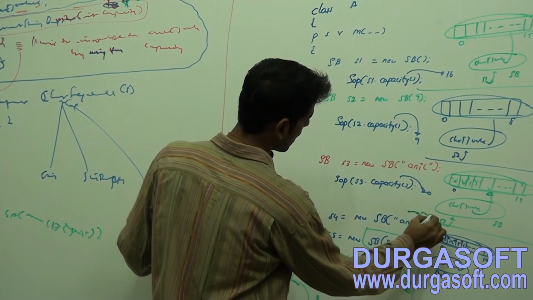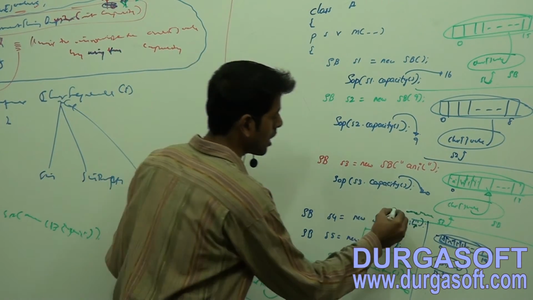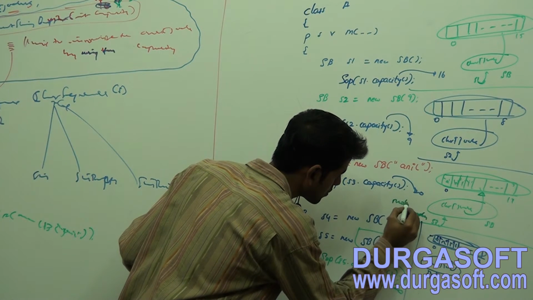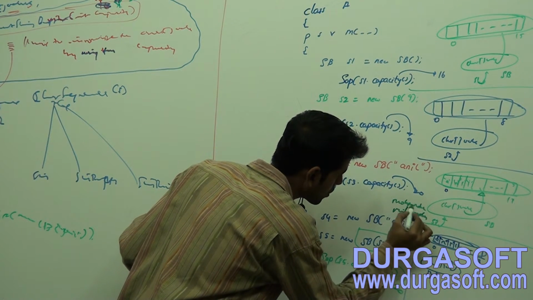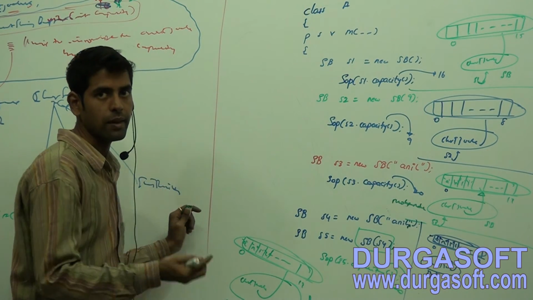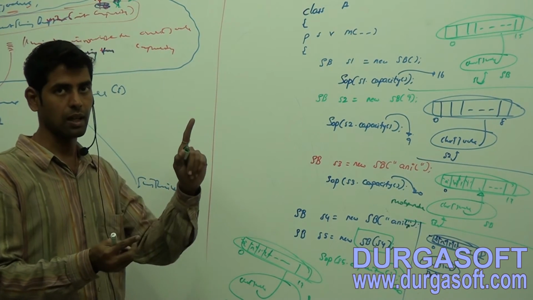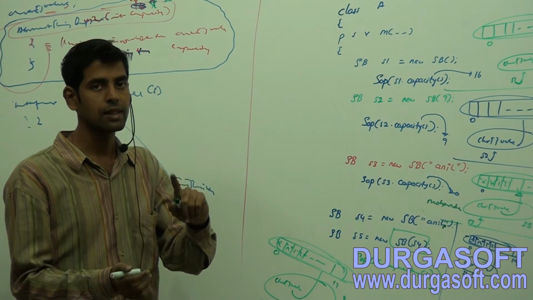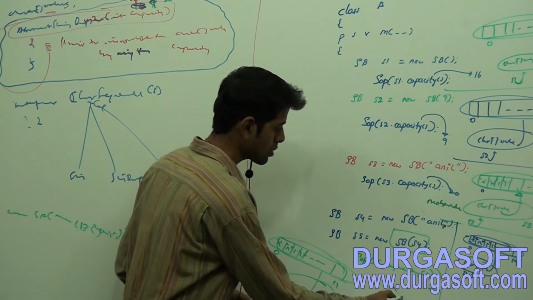Let it be Anil Mohandu. 7 plus, observe here, Mohandu. 1 2 3 4, 7. 7 plus 4 is how much? 11. Getting it? 11 plus 16 is 27. So now you should get the capacity as what?